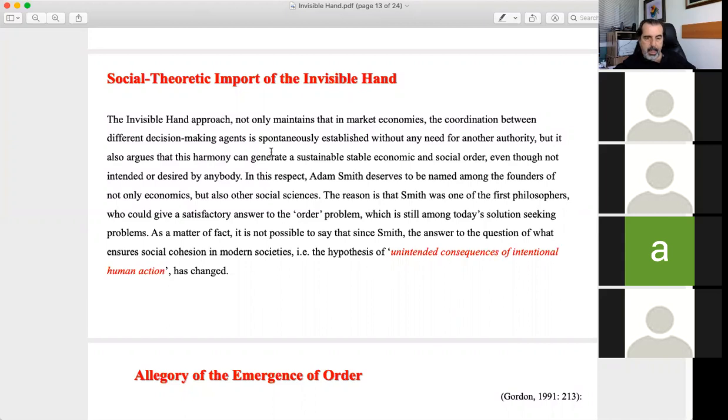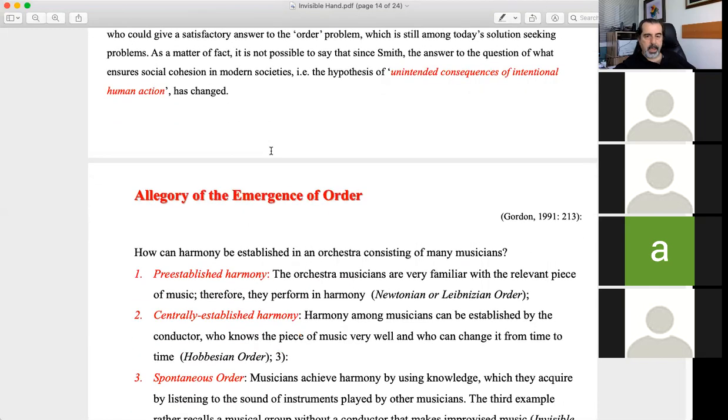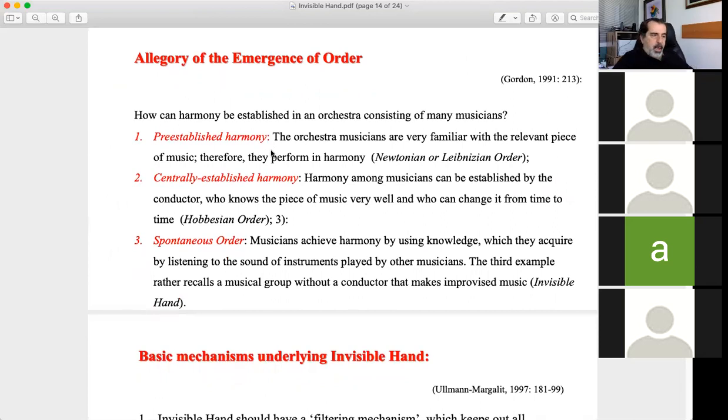So basically, it is not possible to say that since Smith the answer to the question of what ensures social cohesion and order in modern societies has changed, which is the idea of unintended consequences of intentional human action. Well, there's this allegory devised by Scott Gordon about the emergence of order, or the establishment of some kind of social order.